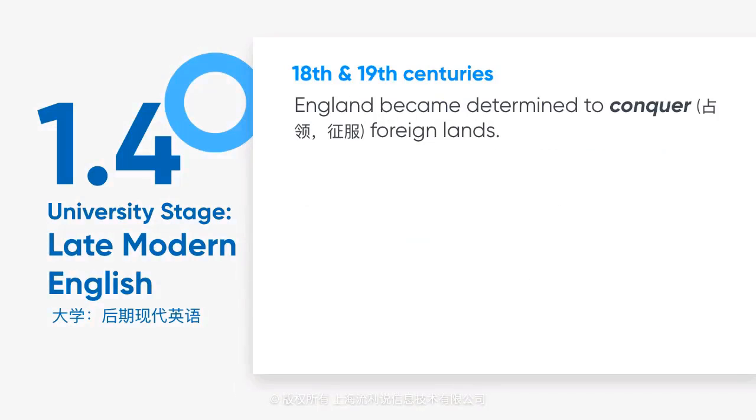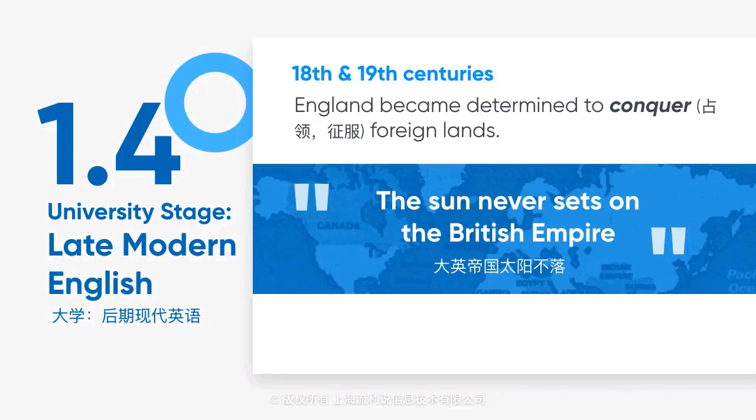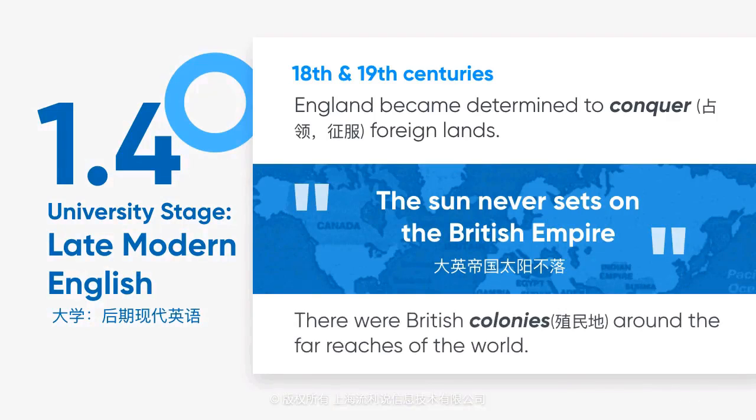In the 18th and 19th centuries, England became determined to conquer foreign lands. English colonies existed in North America, Asia, and Africa, as well as many islands in the Caribbean, South Pacific, and Atlantic Oceans. A common English phrase used at this time was, "The sun never sets on the British Empire." This means that there were British colonies around the far reaches of the world.